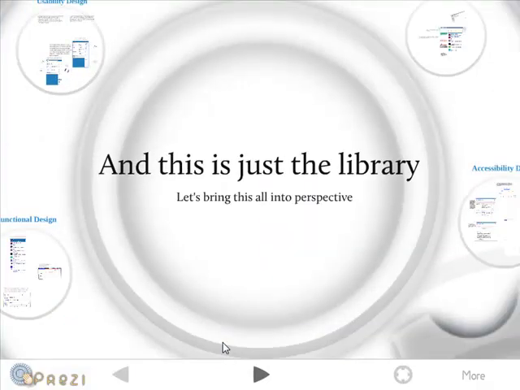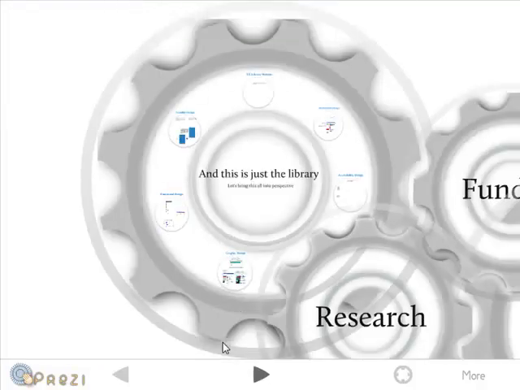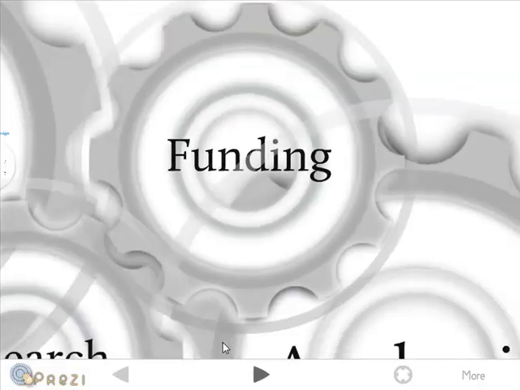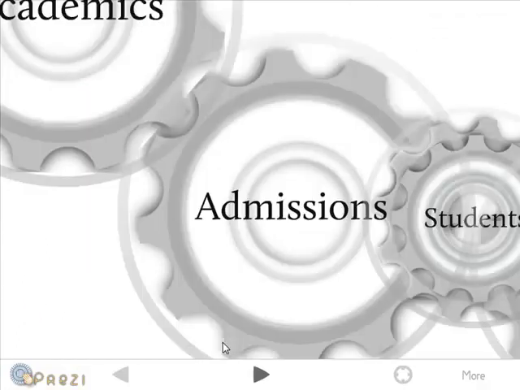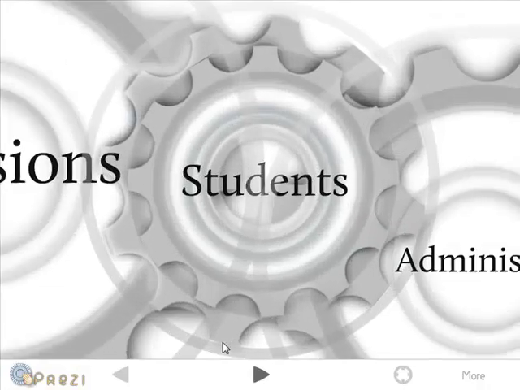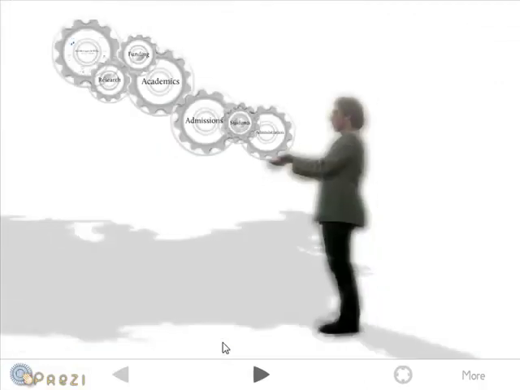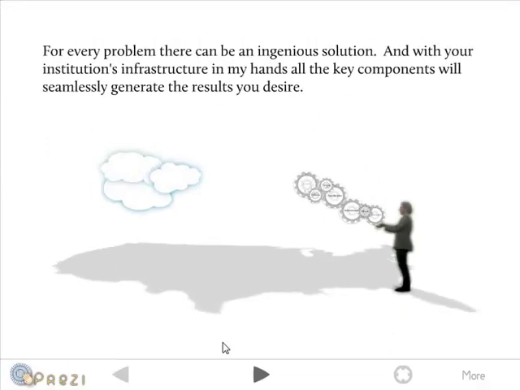All of this is just the library. I'm going to bring this all into perspective. So research, funding, academics, admissions, students, administration. This mechanism is a university, and for every problem there can be an ingenious solution. And with your institution's infrastructure in my hands, all the key components will seamlessly generate the results you desire.